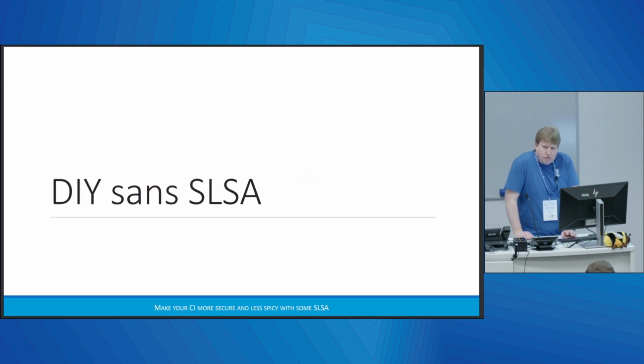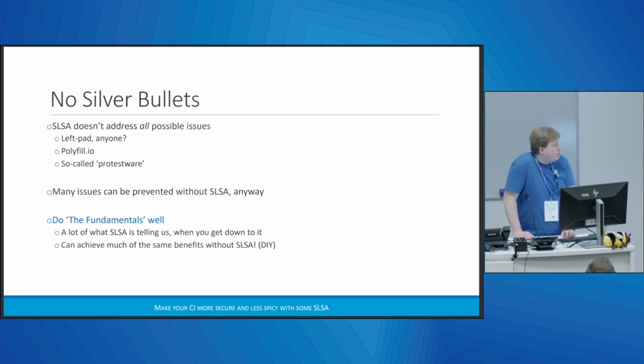Right. So the first thing I want to mention, which now I realize probably should have been in a different spot: SLSA doesn't address all possible issues with dependencies. So left-pad, a package just suddenly disappearing off the internet, it does nothing to protect against that. It's not supposed to. Polyfill.io, I don't know if you remember this one. That was a JavaScript dependency, but they'd serve up different stuff depending on your browser user agent, and someone got in there and started serving up malicious stuff just this year.